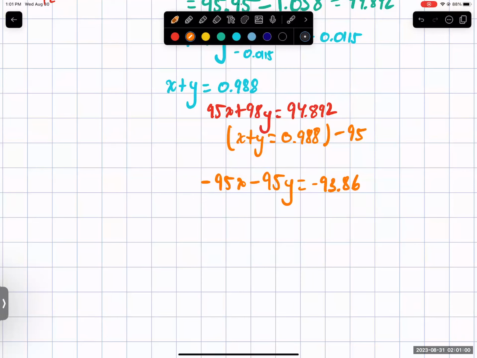Yeah, you add them up. Once we add them up, we're going to combine both equations. So 95 and negative 95 are going to cancel out. So we get 98y minus 95y, which is just 3y. So 3y equals, what's the right side of my equal sign equal to? We're subtracting 93.86 from 94.892.